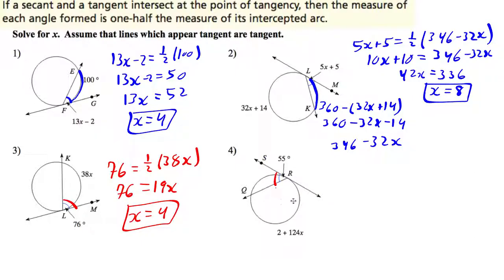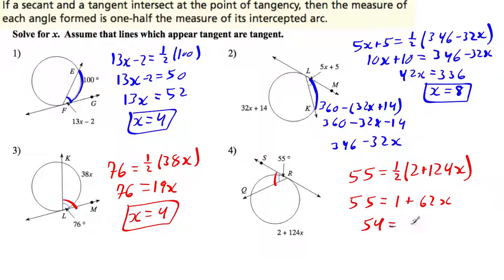All right, now over here, I have that the angle 55 is equal to 1/2 of 2 plus 124x. So I get that 55 is equal to 1 plus 100, 1/2 of 124 is 62. And so I can say 54 is equal to 62x. So x is equal to 54 divided by 62, which is 27 over 31.